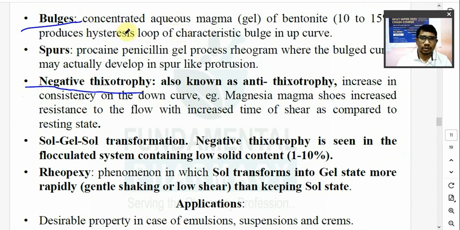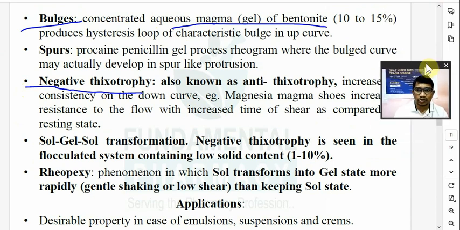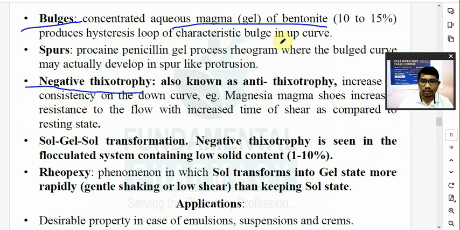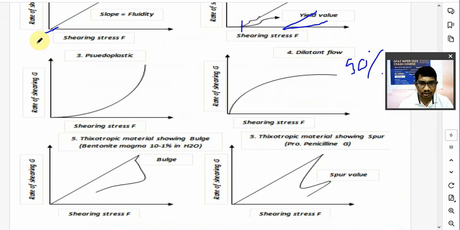If you take a concentrated aqueous suspension of bentonite, 10 to 15% concentrated aqueous solution of bentonite, you will get a particular type of rheogram. It is known as a hysteresis loop. It is a characteristic bulge in the upper curve. दिखा रहा आपको. If you plot the rheogram, shearing stress versus rate of shearing, you will get a curve like this. Thixotropic material showing bulge. So bentonite magma 10 to 15% in H2O.